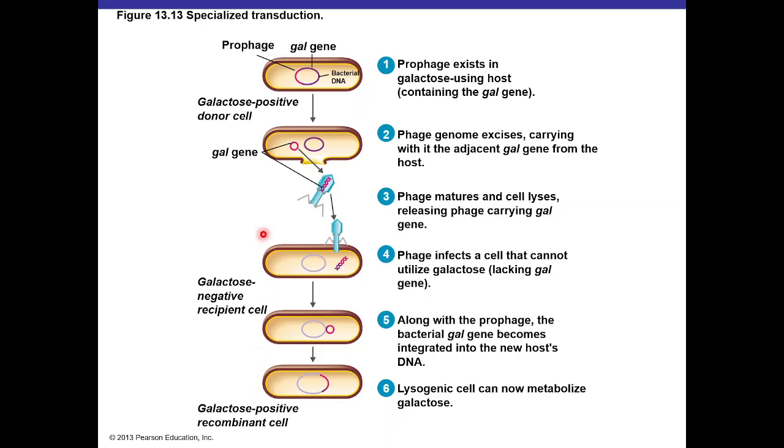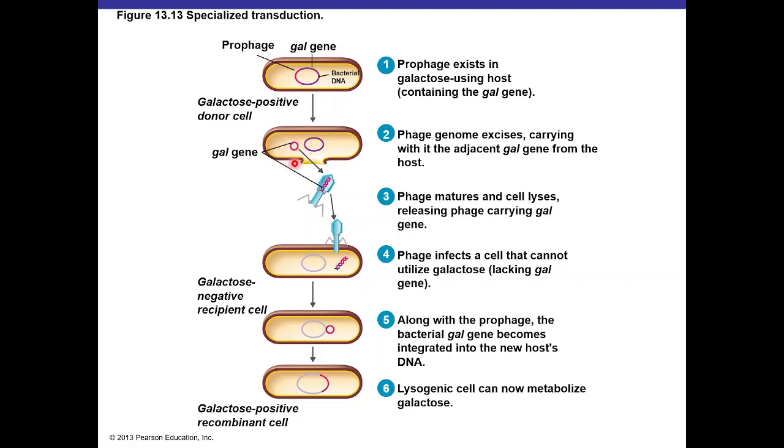And similar to here, but this is called specialized transduction. So in this case, you are in the lysogenic cycle, you have a prophage, and then when this prophage separates this viral DNA from this original bacteria, which was what we call the donor, now this prophage can carry this galactose gene from this galactose positive bacteria. These galactose positive bacteria basically can grow in a medium that is rich in galactose.